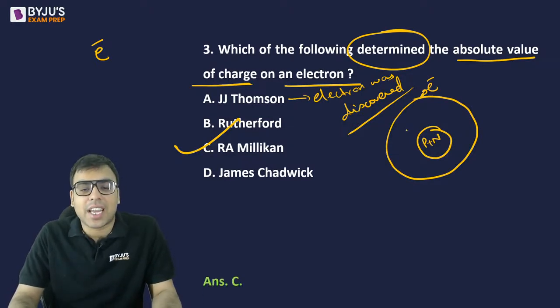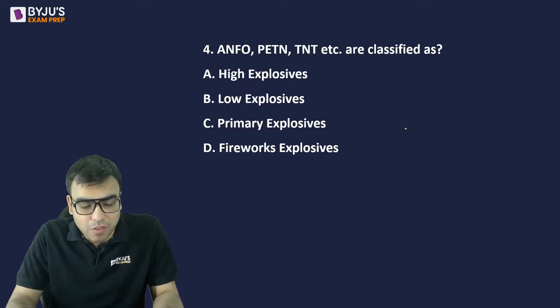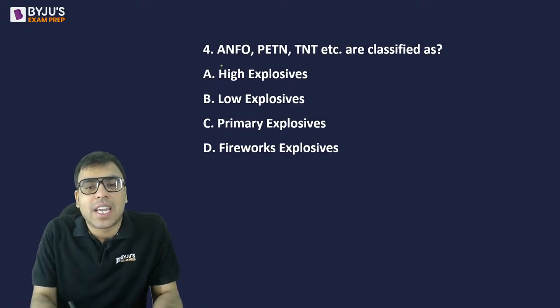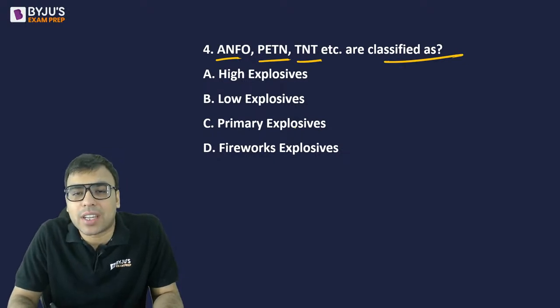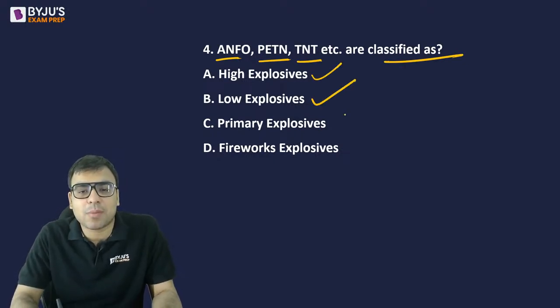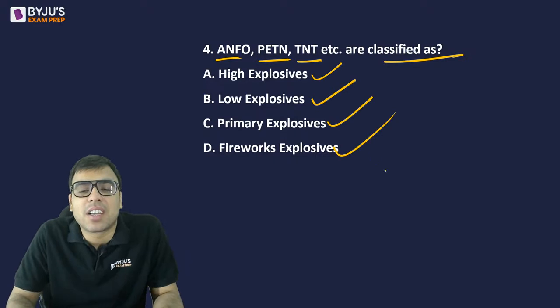Okay, let's move on to the next one, question number 4. ANFO, PETN, and TNT are classified as what? High explosives, low explosives, primary explosives, fireworks explosives.